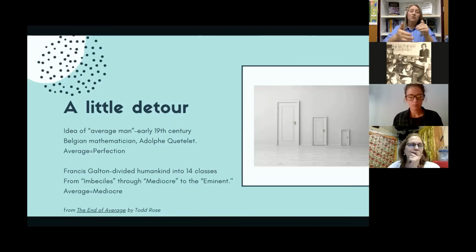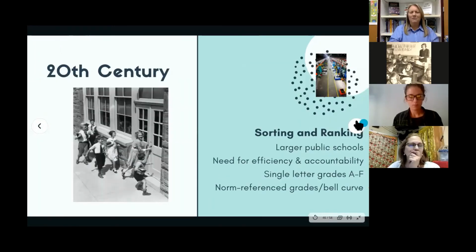But then he had a protege named Francis Galton, and he wanted to say that average was in the middle and have classes to show that there was a higher class of people. So he ended up saying the average was mediocre. And that's kind of how we look at average today. But there is no average. And there's a fascinating book called The End of Average by Todd Rose that gets into that a little bit more. It's a really good read.